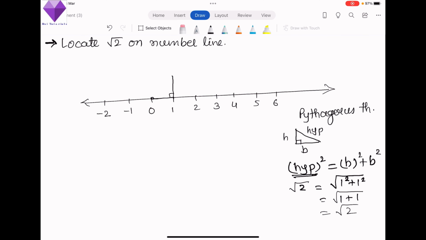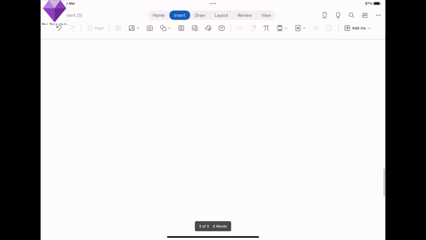Now I have to join, and I am giving that name A. Now I am joining OA, and with a compass, the tip of the compass should be at 0, and I will measure OA and I will put an arc like this on the number line. So this value will be my root 2. I hope you all have understood this.